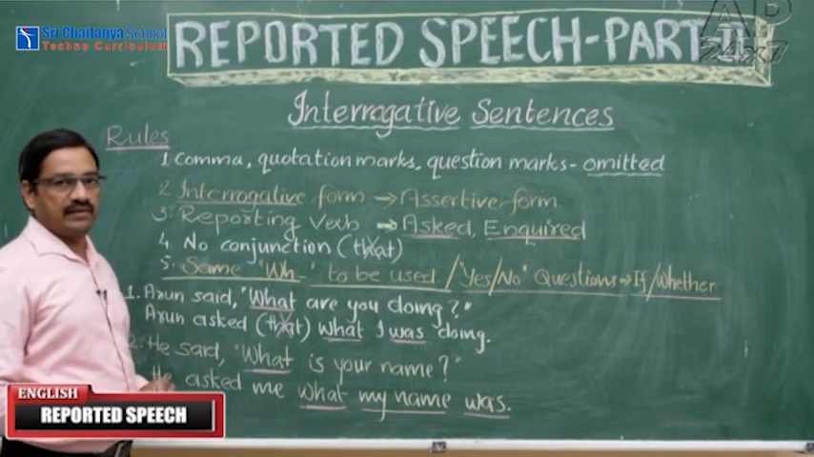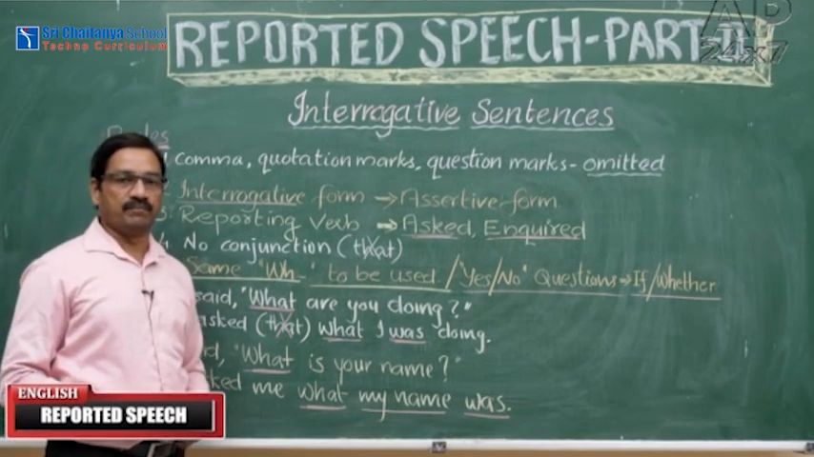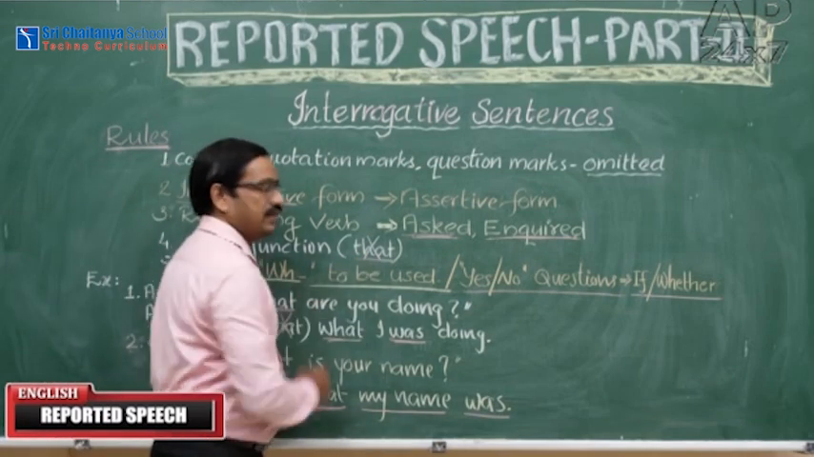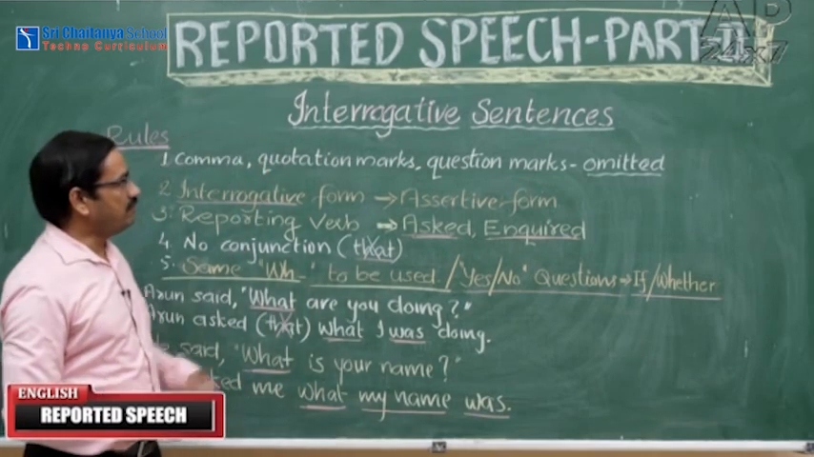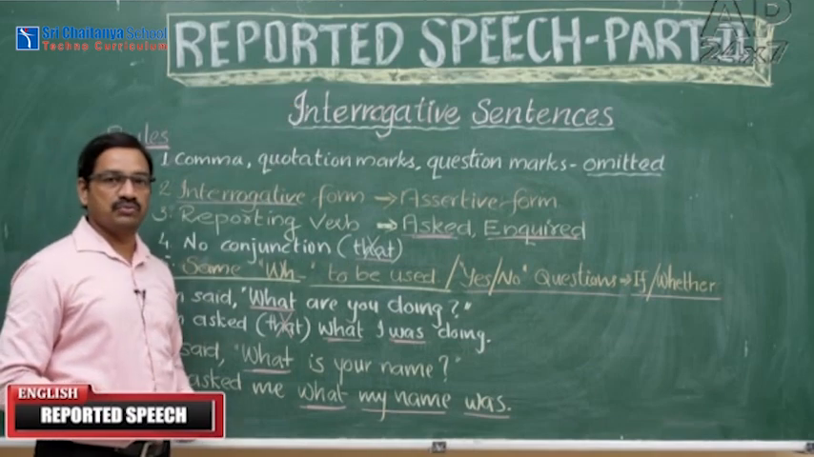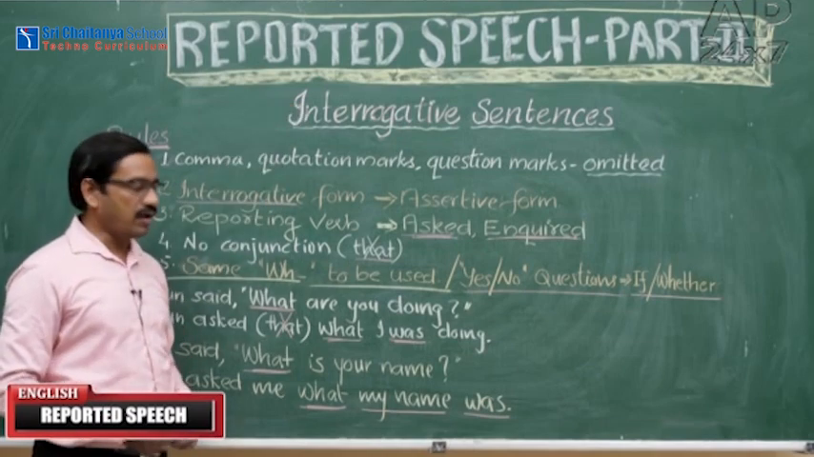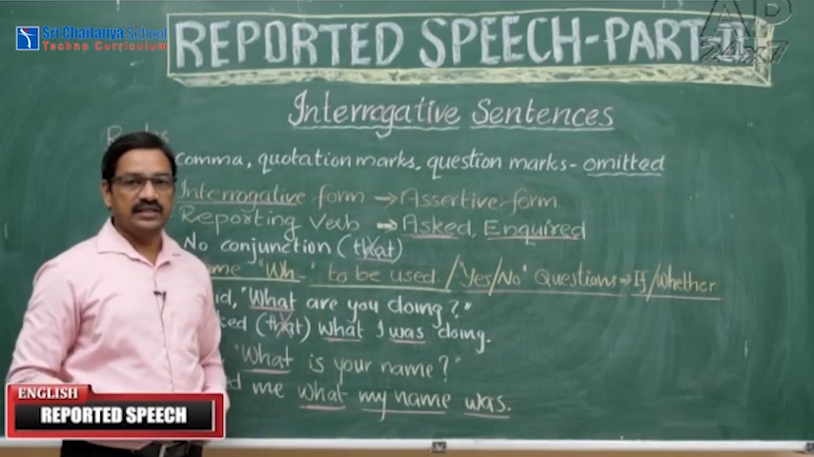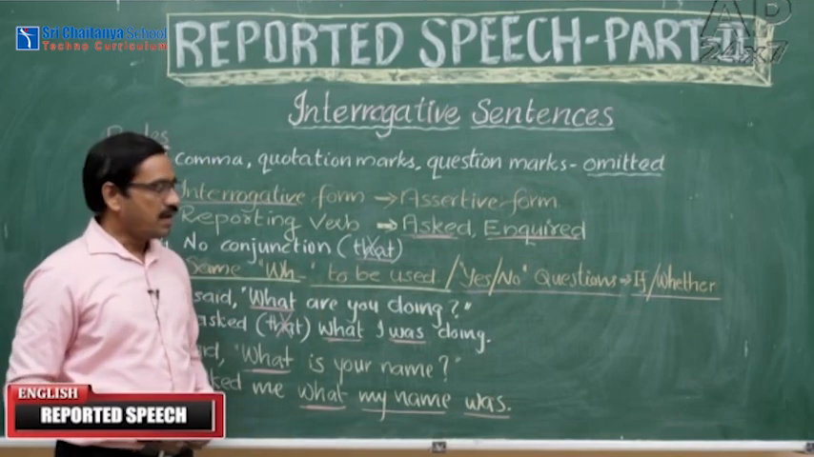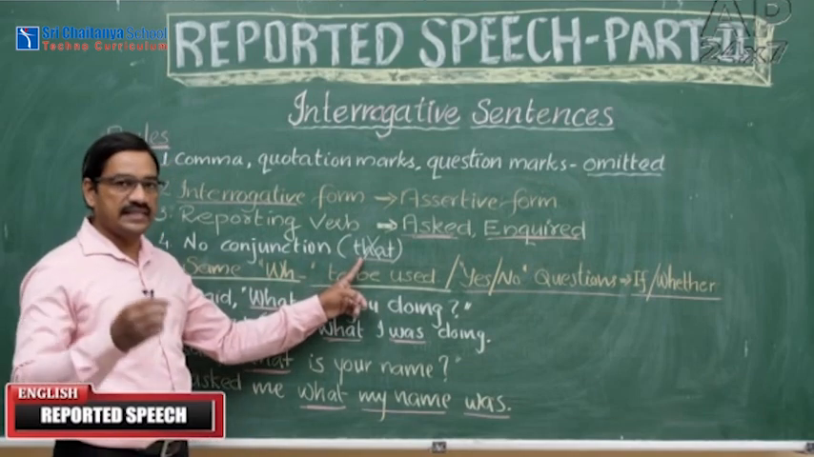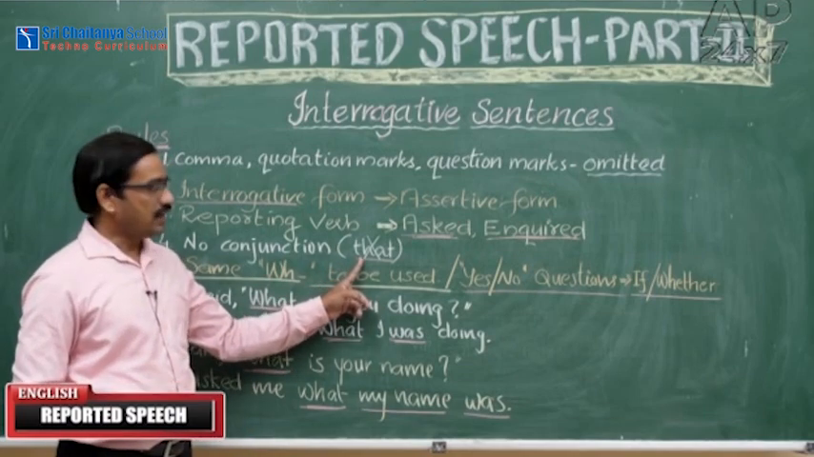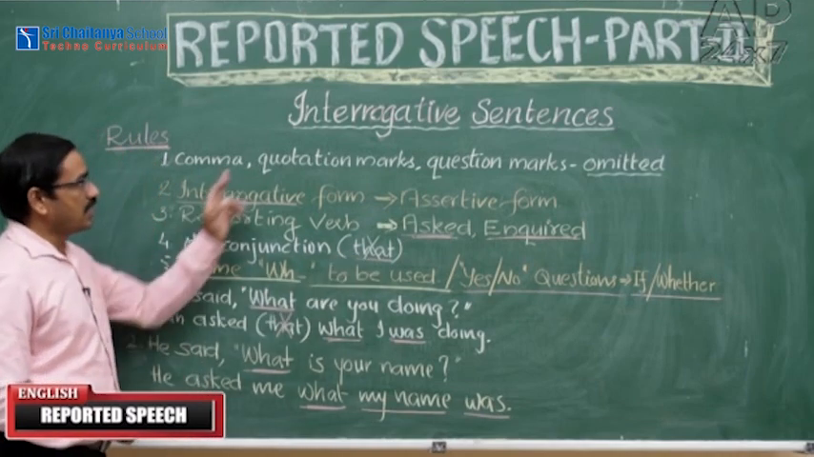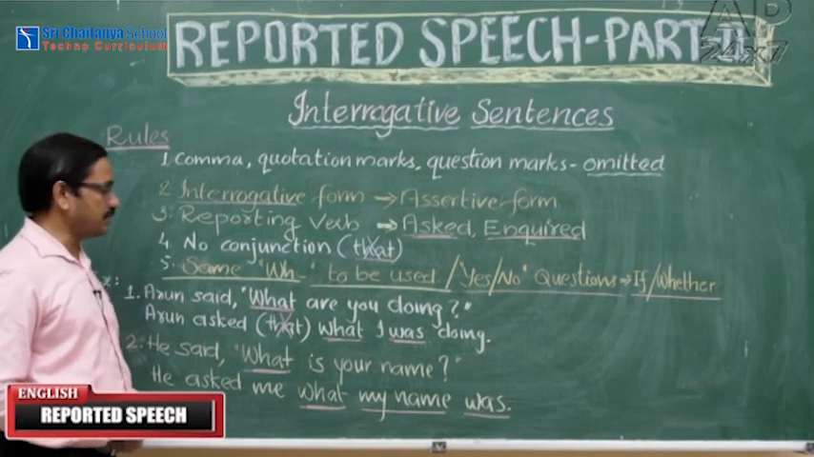No conjunction is added. Usually in the assertive form, he said that, he told that, we add that in indirect speech. But when we write interrogative sentences into indirect speech, we do not add that. He said that, he told that we use, but we do not use that with asked. He asked that is wrong. We cannot use that when we change an interrogative sentence into indirect speech.